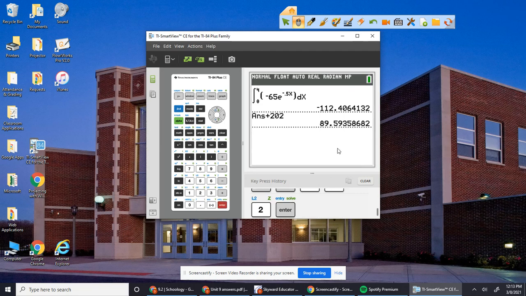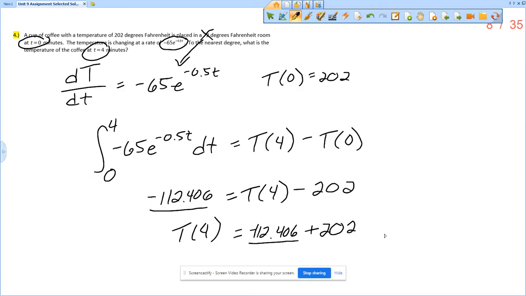And so we're going to get the final temperature of the coffee at t equals 4 minutes is 89.594. So approximately 89.594 is going to be the approximate temperature of the coffee in degrees Fahrenheit.